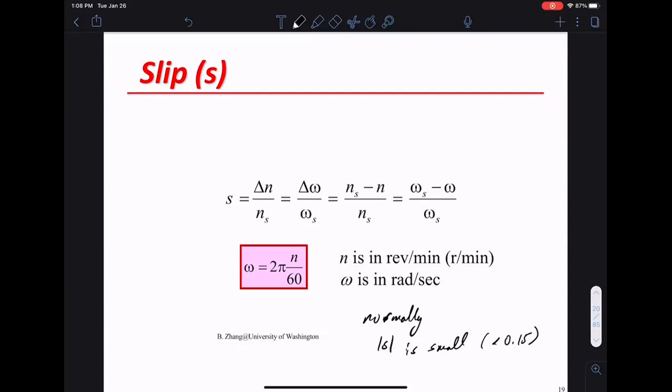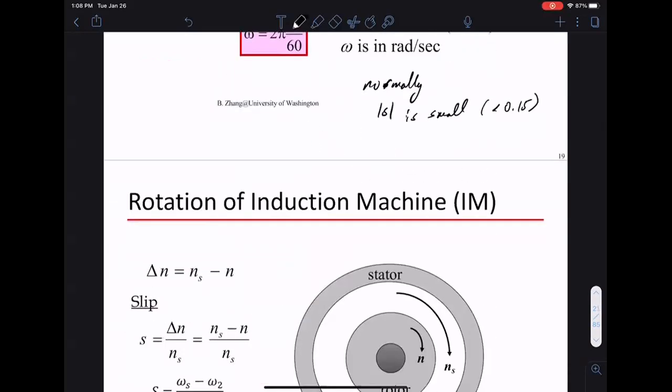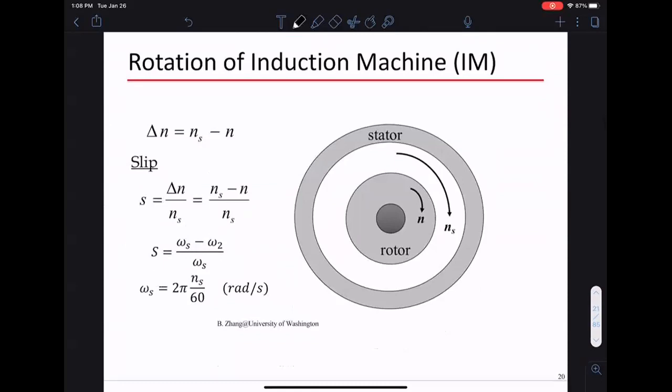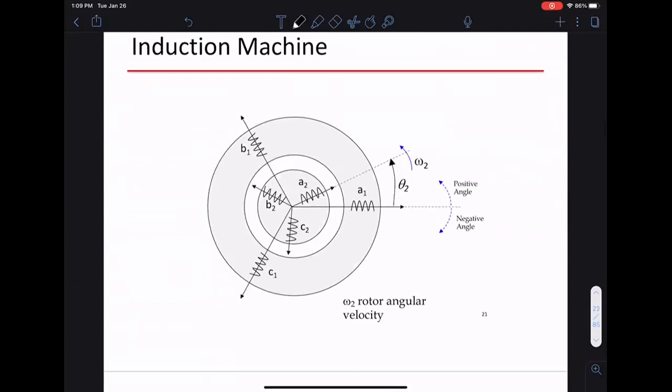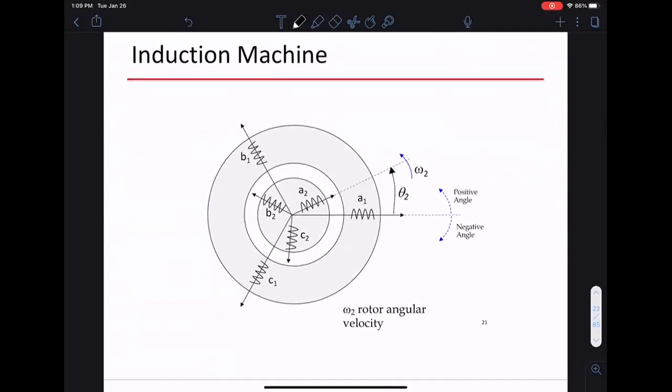But now, to remind yourself, this is the equation for slip, and slip generally is not very big, close to 0, positive or negative. This is again repeating the idea, just a picture of the slip. You have a rotor and a stator, and there's a difference between the air gap rotation speed and the rotor speed. So if you look at the induction machine, what is the induction machine?